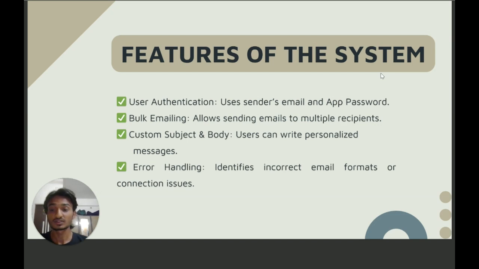The features of the system are user authentication, bulk email, custom subject and body, and error handling. User authentication uses the sender email and a password. Bulk emailing allows sending mails to multiple recipients. Custom subject and body lets users write personalized messages. Error handling identifies incorrect email formats or connection issues.